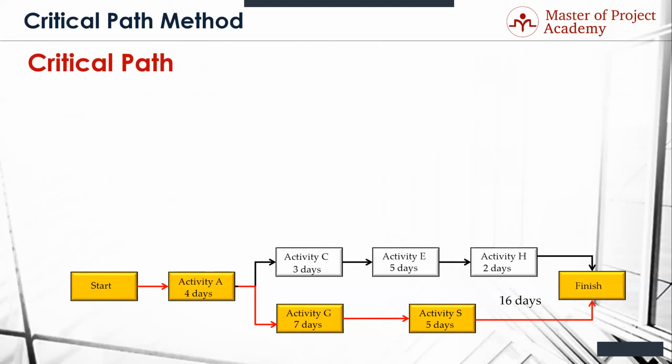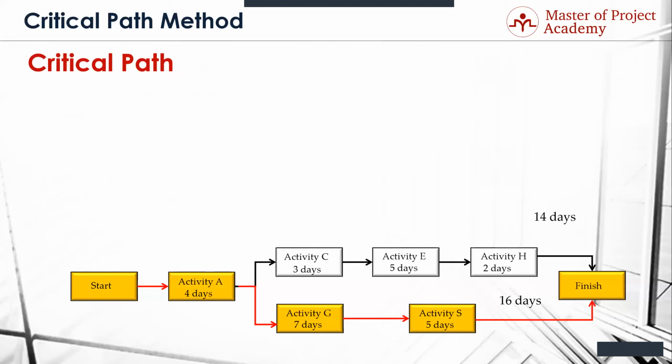Is activity G on the critical path? Yes. Oh, so it's 0. Float on activity A, 0. Float on activity S, 0. If it's on the critical path, it has 0 float. Now, what does that really mean? That means you got 7 days to do activity G, and if you take 8 days, you've now extended your project 1 day, unless you make it up on S.